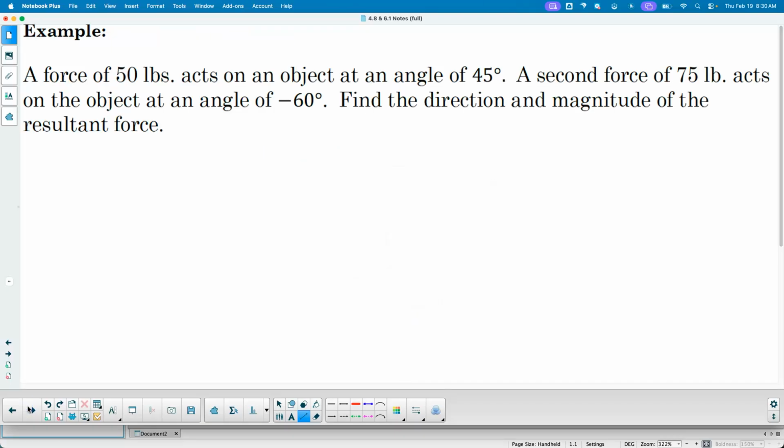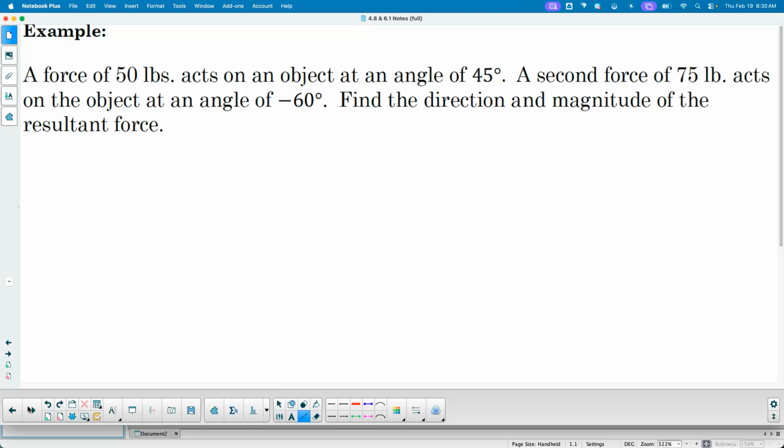So a force of 50 pounds acts on an object at an angle of 45 degrees. Now we're going 2-dimensional movement here. We're not going 3-dimensional movement because that would be a whole nother realm of hurt. Okay? So a 50-pound force acts on an object at an angle of 45 degrees. A second force of 75 pounds acts on the object at an angle of negative 60 degrees. Find the direction and magnitude of the resultant force.